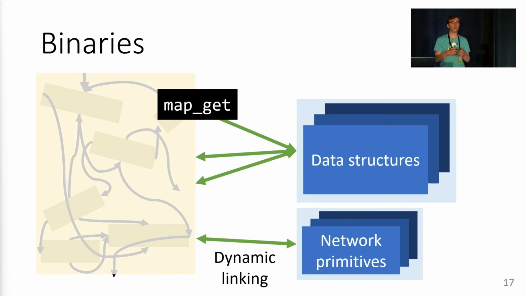So we still have this notion of a path where the binary called map get with this part of the packet, and then the map said yes, and then it called packet forward. And we know what the arguments are because this is a standard ABI.